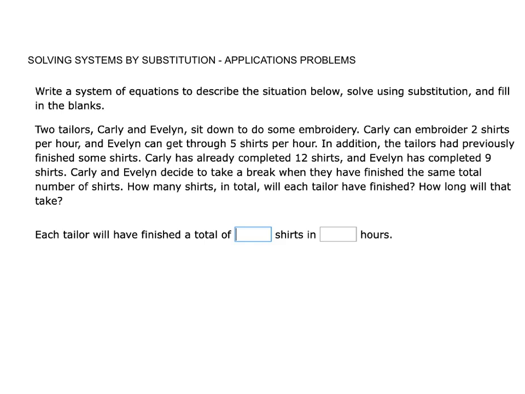This is asking you to write a system of equations to describe the situation below, solve using substitution, and fill in the blanks. All right, let's go ahead and read this. Two tailors, Carly and Evelyn, sit down to do some embroidery. Carly can embroider 2 shirts per hour, and Evelyn can get through 5 shirts per hour. In addition, the tailors have previously finished some shirts. Carly has already completed 12 shirts, and Evelyn has completed 9 shirts. Carly and Evelyn decide to take a break when they have finished the same total number of shirts. How many shirts in total will each tailor have finished? How long will that take?